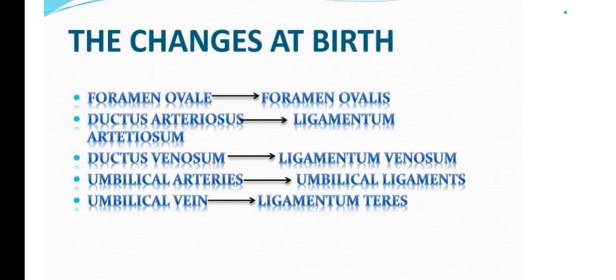What are the changes after birth? Foramen ovale will become fossa ovalis. Ductus arteriosus will become ligamentum arteriosum, and ductus venosus will become ligamentum venosum. Umbilical arteries will become umbilical ligaments. Umbilical vein will become ligamentum teres.